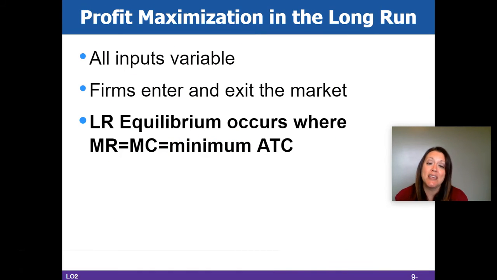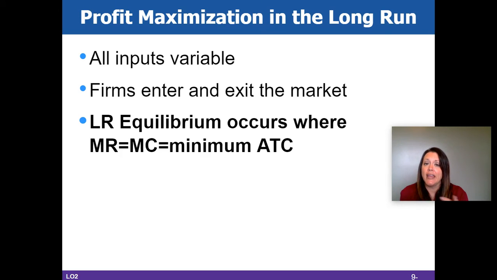Everything we talked about at the beginning in the last video, as well as loss minimizing and shutdown situations, refers to the short run. But we need to talk about profit maximization in the long run. So in the long run, remember, all inputs are variable. And the key thing to remember is that firms will enter and exit the market. And that has to do with number of sellers, which hopefully sounds familiar to you because it's a supply shifter.